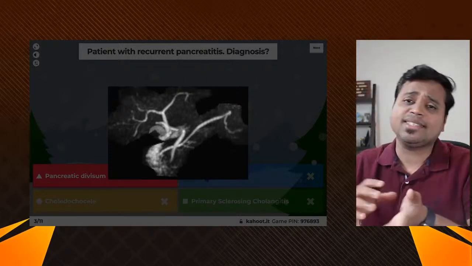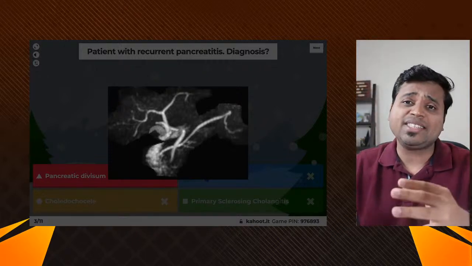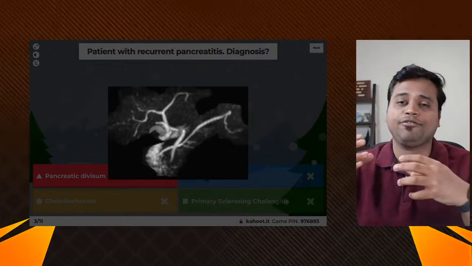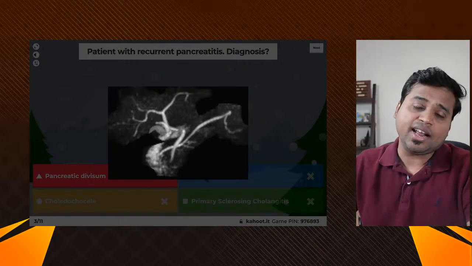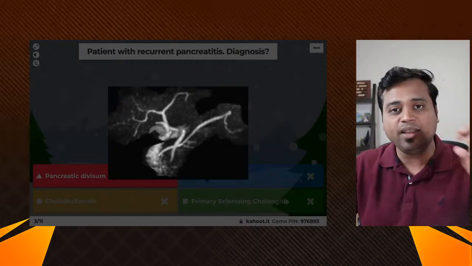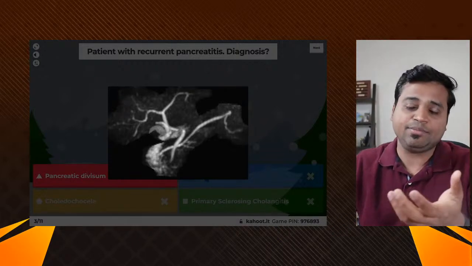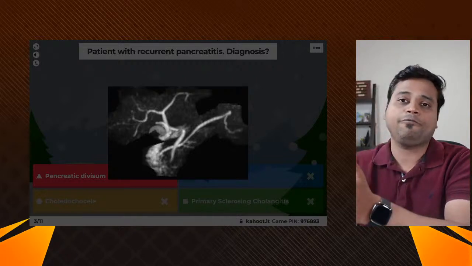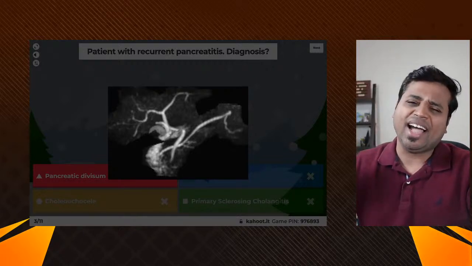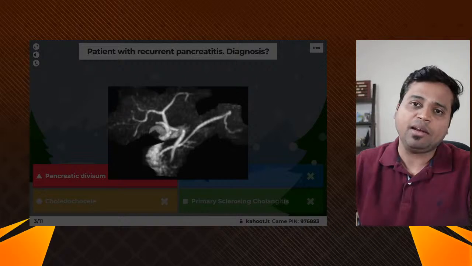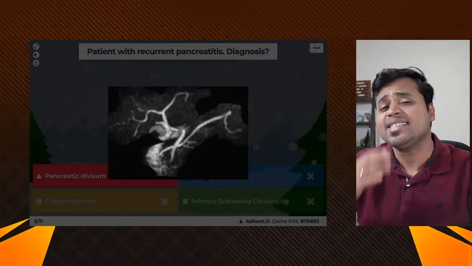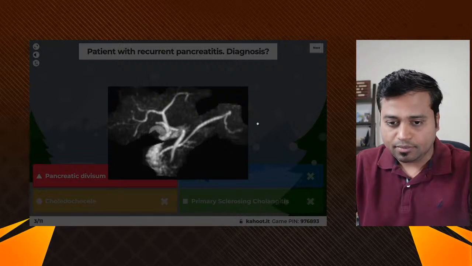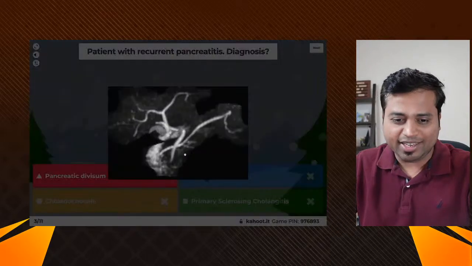In most cases, this will be asymptomatic, but a large portion of the pancreatic secretions are now being drained into the minor papilla, which is small. As the name suggests, it's a minor papilla. Because of that backup of pancreatic juices, around 5% of patients can present with recurrent pancreatitis, especially common in children. The other differentials for this case were IgG4 disease.